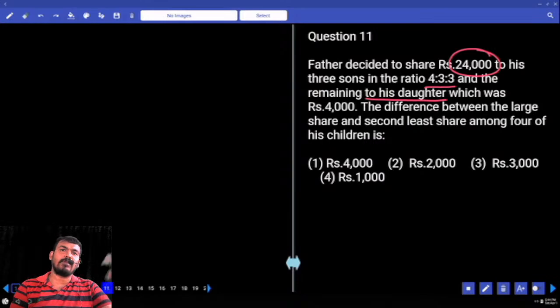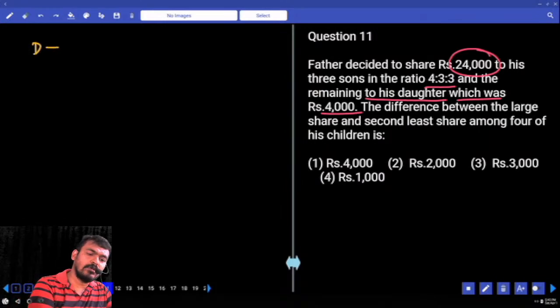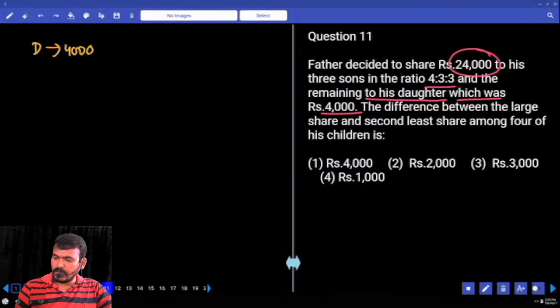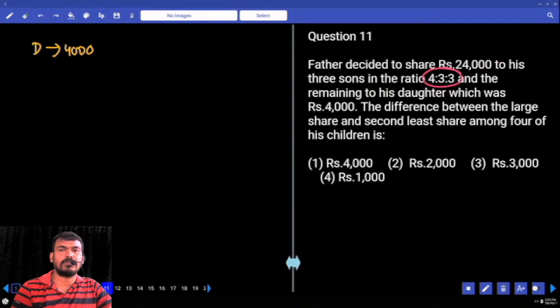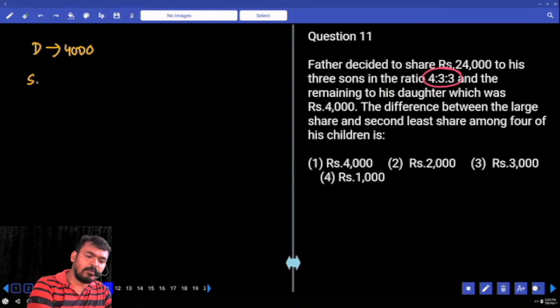In that some amount will be distributed to 3 sons. Remaining amount is distributed to the daughter. But daughter received how many rupees? 4,000. What is the actual total amount? 24,000. In the 24,000, daughter value is how much? 4,000. Remaining how many rupees? 20,000. The 20,000 is distributed 4:3:3. Total how many parts? 10 parts. 10 parts are 20,000, means every one part is 2,000. Son 1, how many rupees are received?